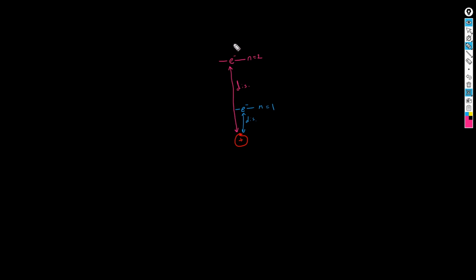Well, this distance difference is going to affect how attracted or how tightly held the electrons are to the nucleus. The outer electron, the one in energy level 2, let's make this a little better here. The electron in energy level 2 is going to be less tightly held than the electron in energy level 1, because there is more attraction since the electron is closer in energy level 1.